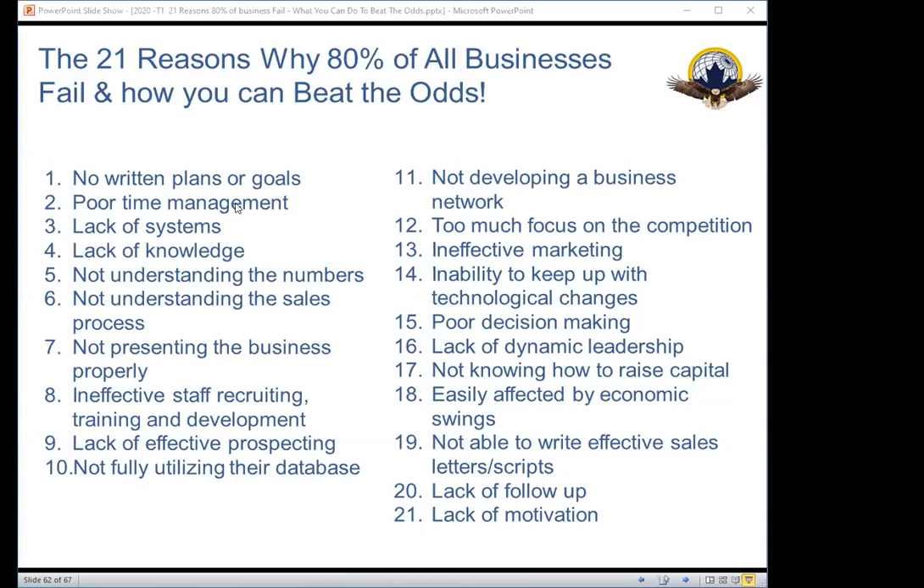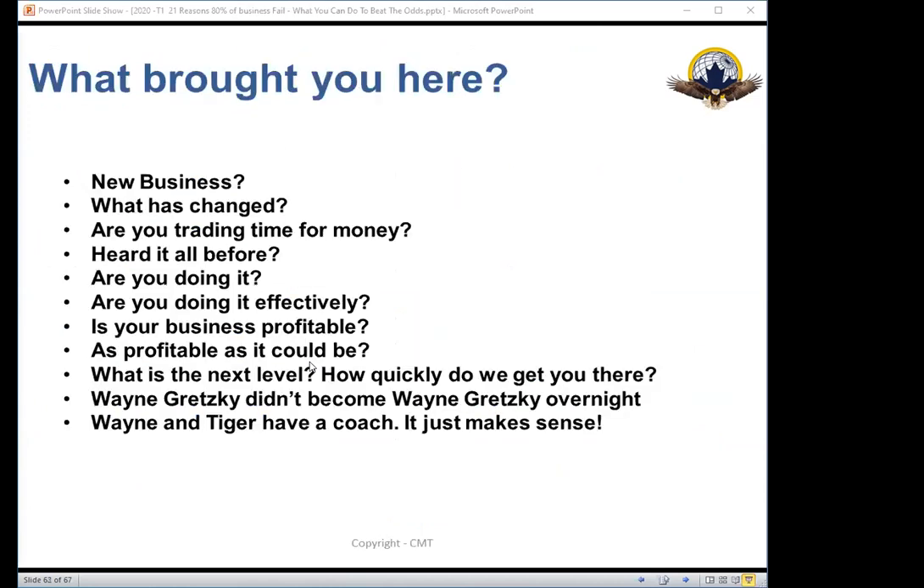It's bad habits, perhaps, or maybe not prioritizing. There's nothing more important than setting up a system for your business so that someone else can do that system while you are making money. What's more important than that? Lack of knowledge, understanding the numbers. We've gone through all of this, guys. This is what we went through.